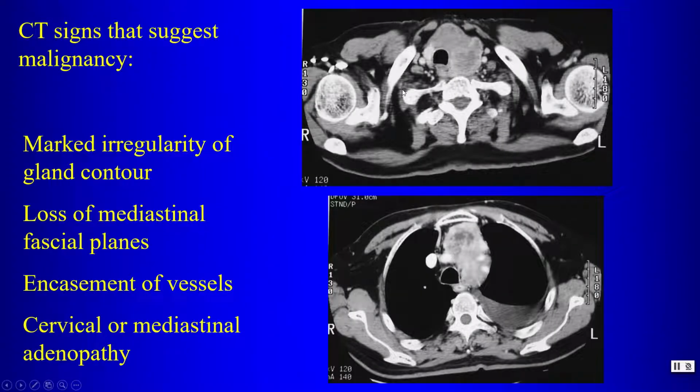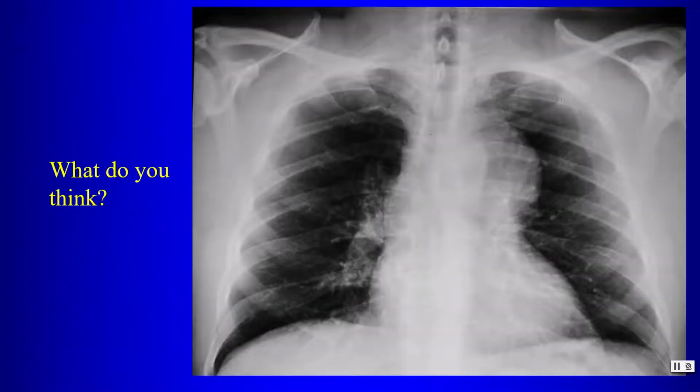Some clues to consider if we're thinking about malignancy: encasement of blood vessels, lymphadenopathy, marked irregularity of the gland contour, loss of mediastinal fascial planes, cervical or mediastinal lymphadenopathy. In this case, there's also a left pleural effusion. So these are signs that would suggest malignancy.